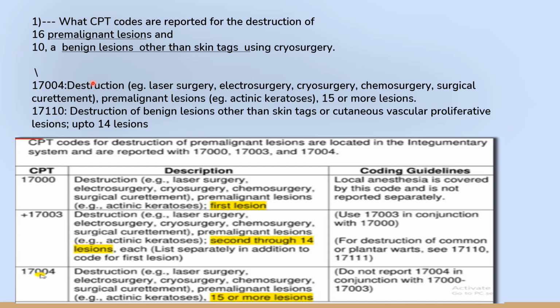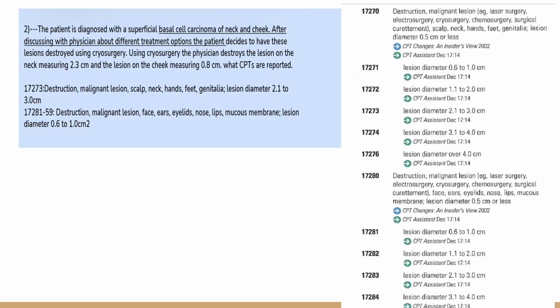And for the 10 benign lesions other than the skin tags, we are going to code 17110. That is destruction of benign lesions other than skin tags or cutaneous vascular proliferative lesions, up to 14 lesions, and here we have 10 lesions. And in this also we will code pre-malignant first followed by benign, because the hierarchy is always malignant, pre-malignant and benign. So let us take one more example.